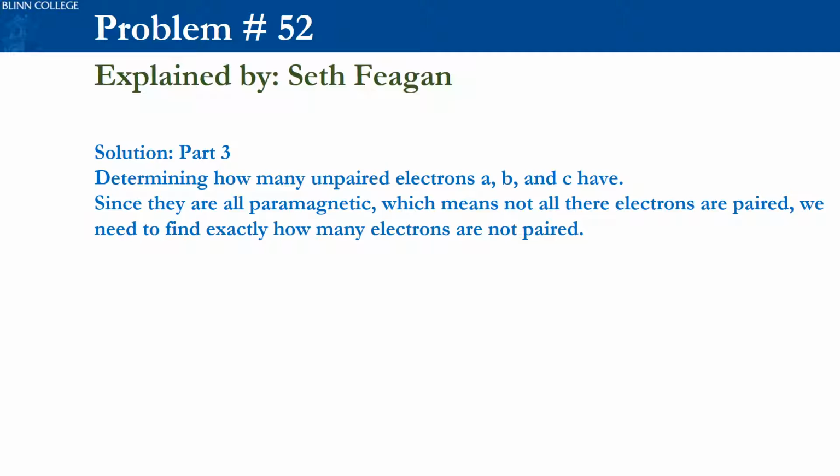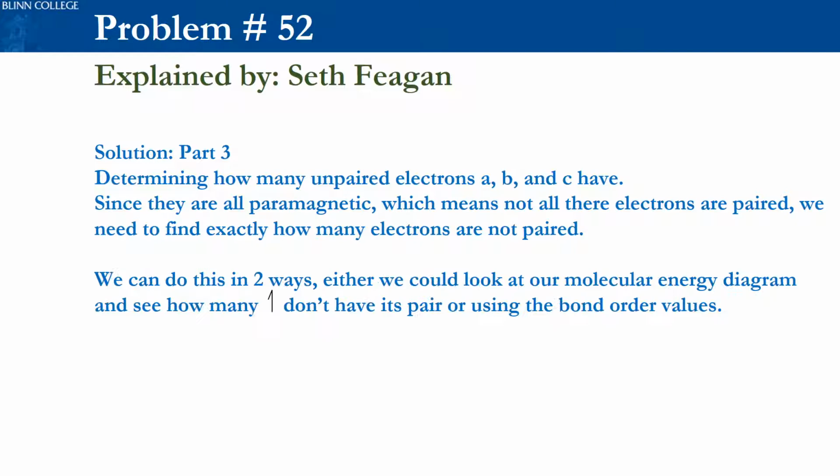Now we need to determine how many unpaired electrons A, B, and C have. And since they're all paramagnetic, that means they're all going to have an unpaired electron somewhere, and we just need to find exactly how many there are. We can do this one of 2 ways. The easiest way, in my opinion, is to look at the diagrams we just made and count how many electrons there are, and see how many don't have their pair. But for this, we're going to be using the bond order values.